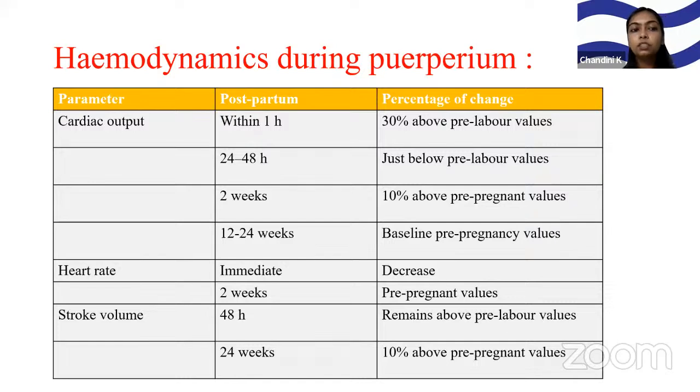Moving on to the puerperal changes. Within 1 hour after delivery, cardiac output still remains 30% above the pre-labor values. By 2 weeks, it is about 10% above the pre-pregnant values, and by the end of 24 weeks, that is 6 months, it returns to the baseline pre-pregnancy values. The heart rate immediately after delivery decreases, and by 2 weeks postpartum it returns to the pre-pregnant values. The stroke volume at 48 hours still remains above the pre-labor values, and by the end of 6 months it will return to 10% above the pre-pregnant values.